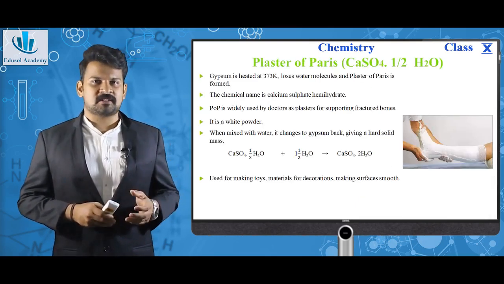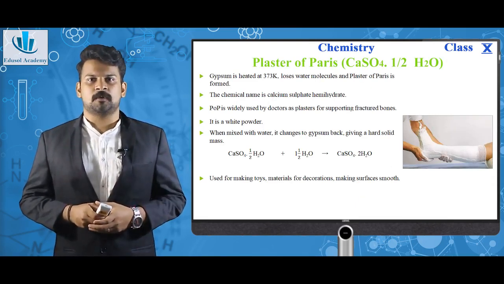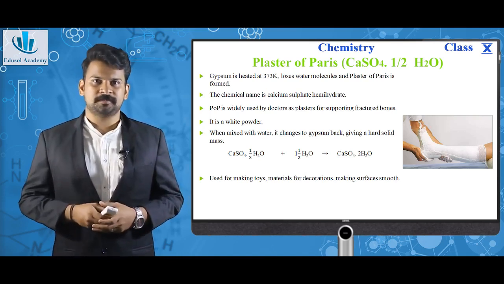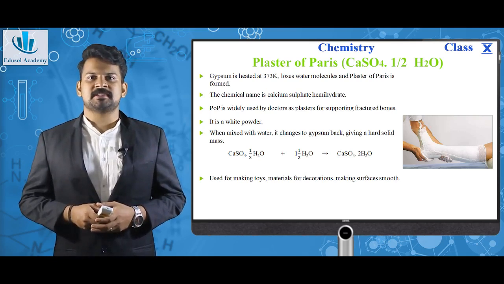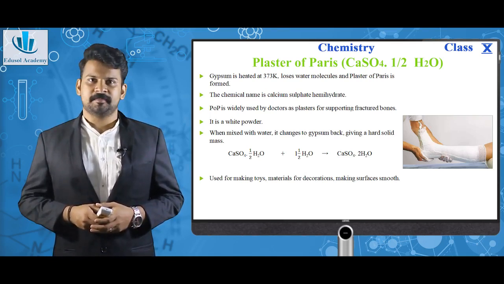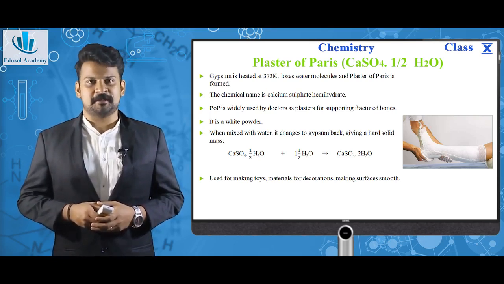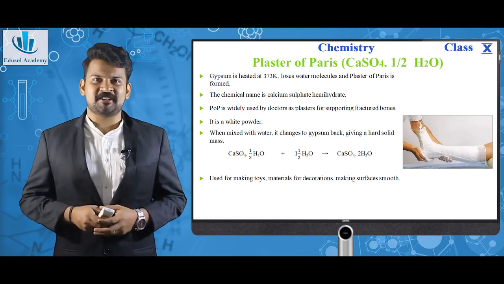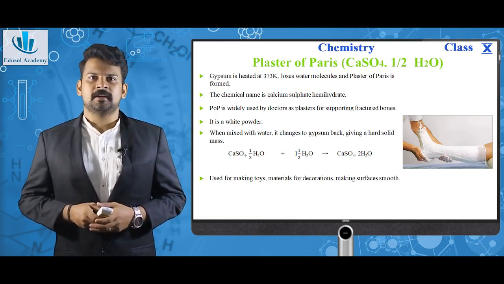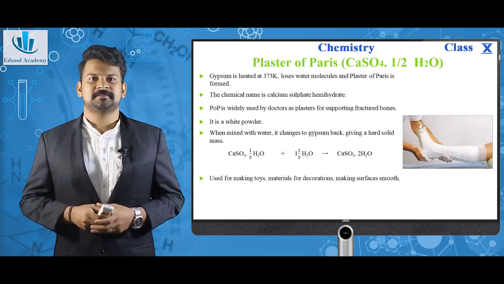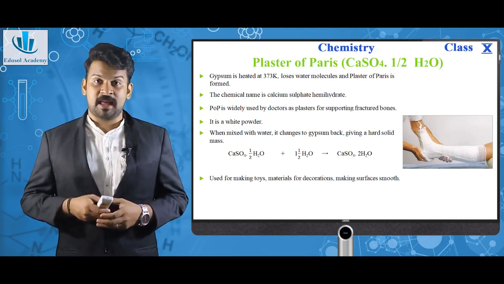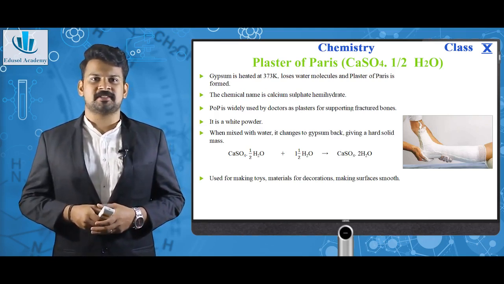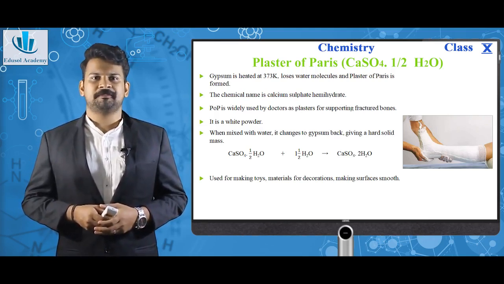Next one, plaster of Paris, CaSO4.½H2O. The chemical name of plaster of Paris is calcium sulfate hemihydrate. This is made from gypsum. Gypsum is heated at 373 Kelvin. It loses water molecules and plaster of Paris is formed. Plaster of Paris is widely used by doctors as plasters for supporting fractured bones. It is a white powder.